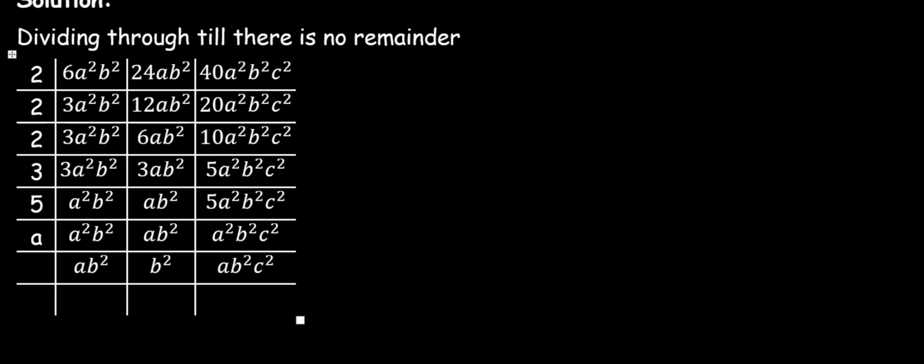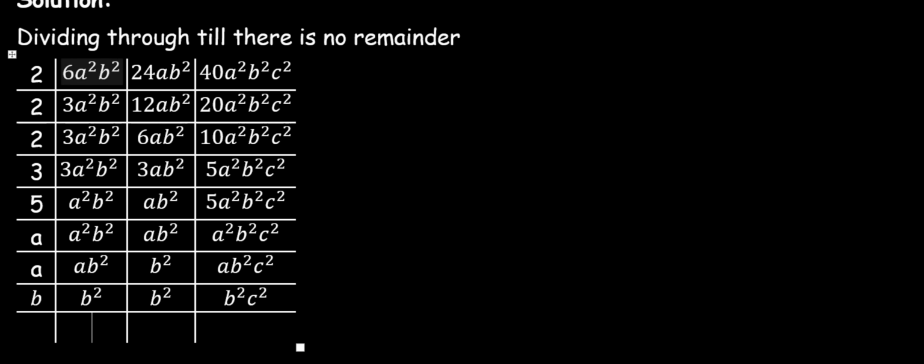We can still divide through with a. Remember, we are dealing with LCM. So we are through with a particular letter. A divide ab square will now be left with b square. And in the second set of value, we just bring down our b square. Then ab square c square will now be left with b square c square. Next, we can proceed with b. B divide b square will now be left with b. And b divide the other b square will now be left with b.